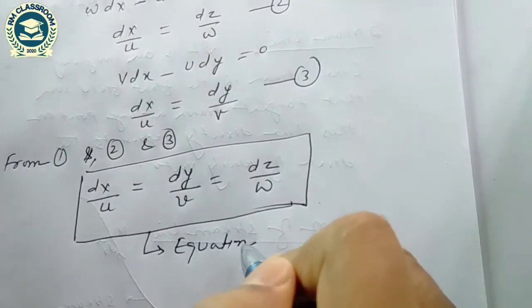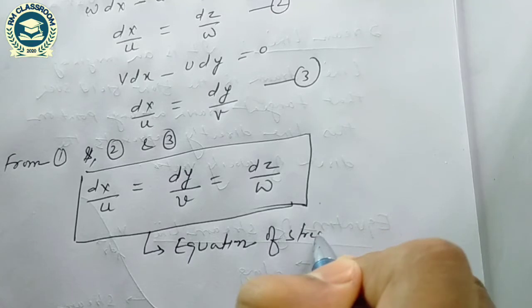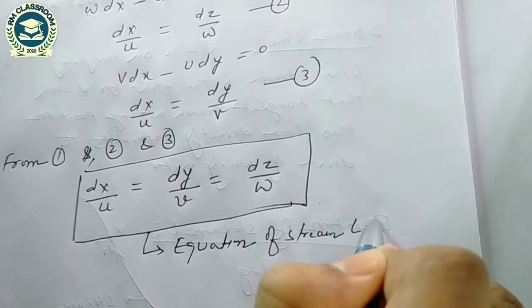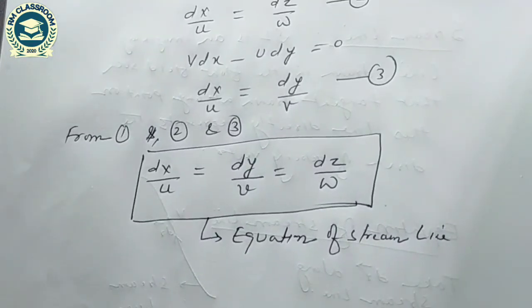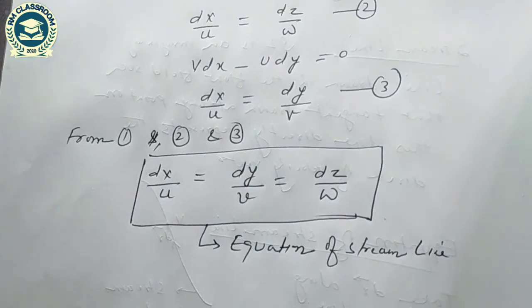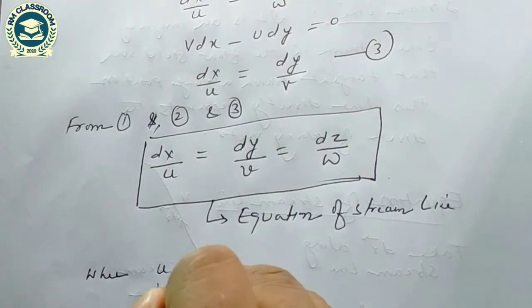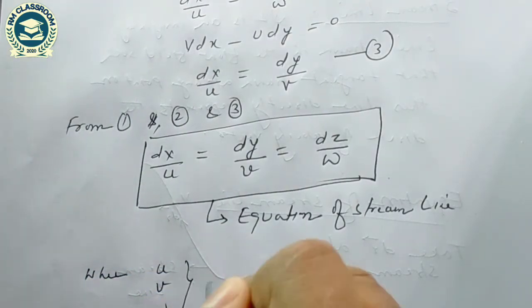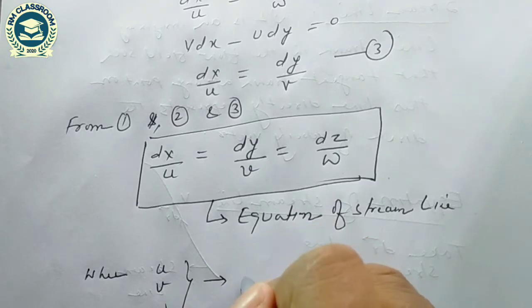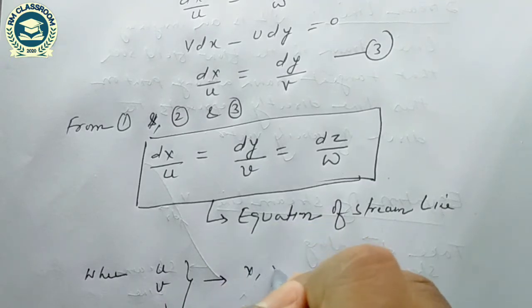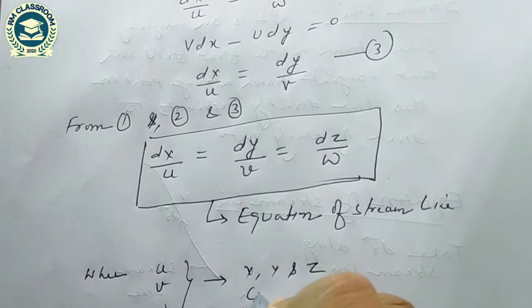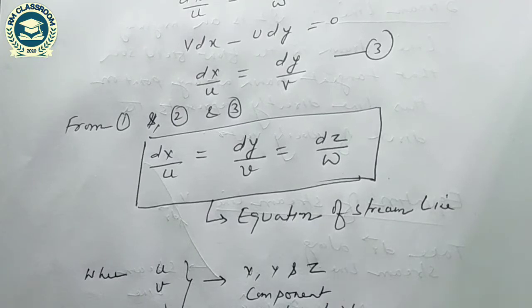Equation of streamline: dx by u is equal to dy by v is equal to dz by w, where u, v and w are the x, y and z components of velocity capital V.